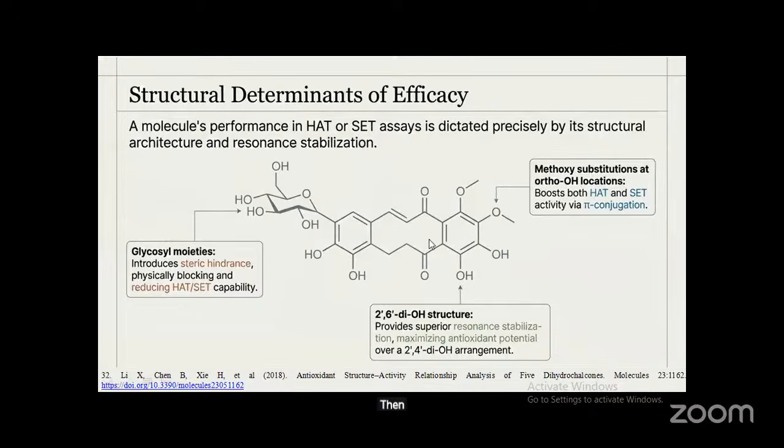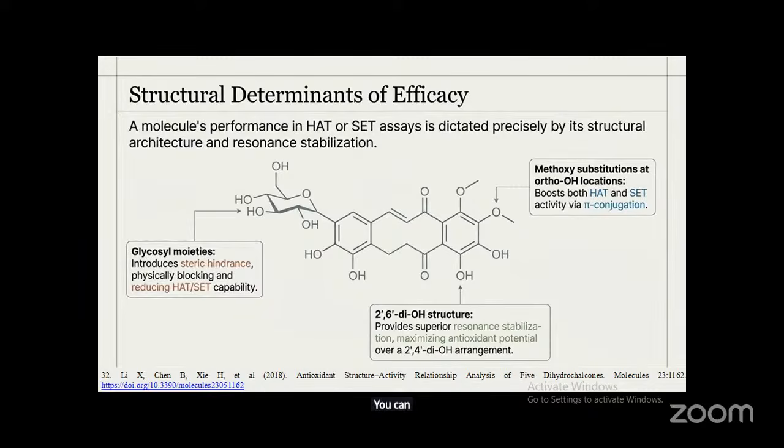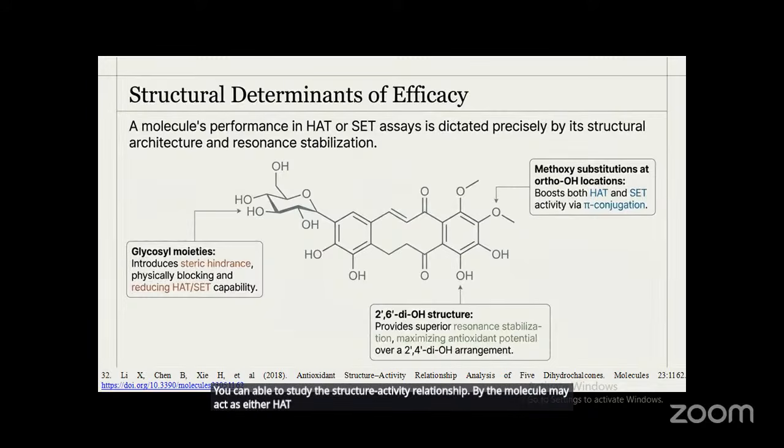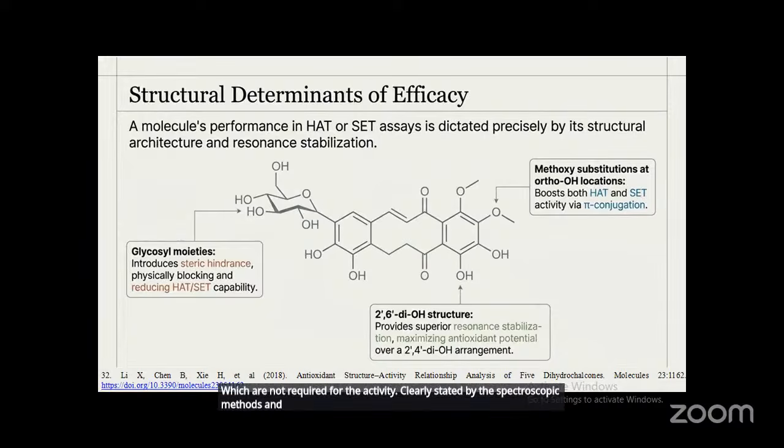Then another advantage of spectroscopy is that we are able to study the structure-activity relationship. The molecule may act by either the HAT or SET method. Anyhow, here you can see on the left side the glycosyl moieties, which are not required for the activity, as clearly stated by the spectroscopic methods and antioxidant assay methods.